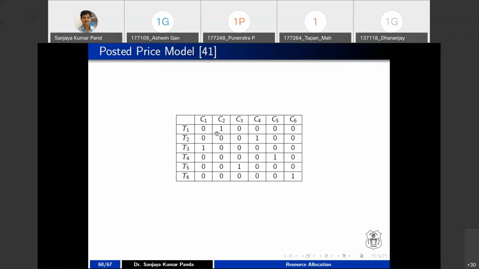T1 is assigned to C2, so no other task will be assigned to C2. T2 is assigned to C4, no other task is assigned to C4. T3 to C1, T4 to C5, T5 to C3, and T6 to C6. And if you calculate this Hungarian algorithm, you will see that your result is the same as your optimal allocation. That's why the Hungarian algorithm is popularly used in the posted price model.